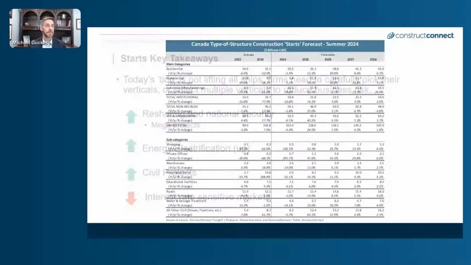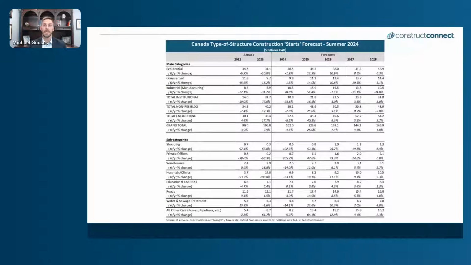Next slide. On the Canadian side, lots of things to talk about here. Our grand total outlook is now negative 4.4%. That is significantly down from our nearly 8% outlook that we had at the start of the year. This revision was caused by significant decreases in our total engineering outlook. That outlook started the year at plus 21%, and now it's negative 9%. Every engineering subcategory, unfortunately, is down now.